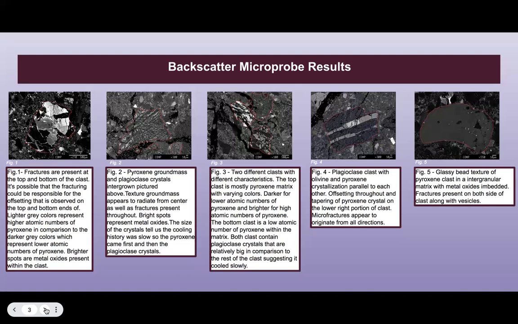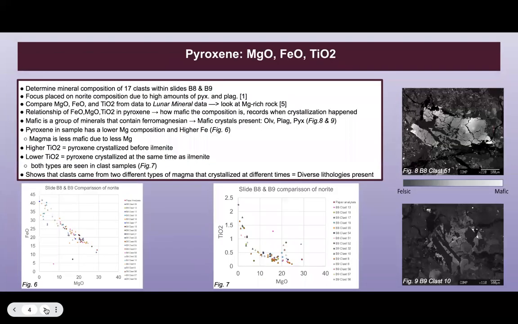If we look at figure 5, we see a glassy texture of the pyroxene clast. It has an intergranular matrix, and of course, there are metal oxides embedded within. There are also fractures present on both sides of the clast, along with some vesicles within.